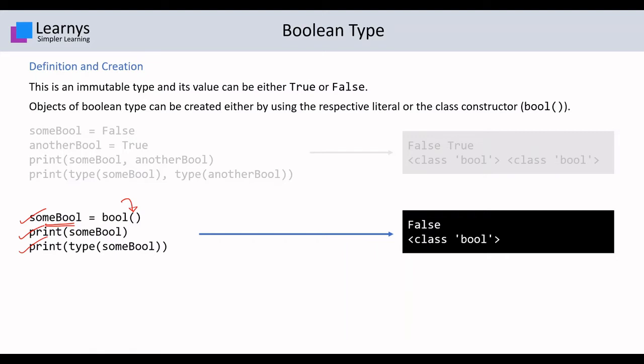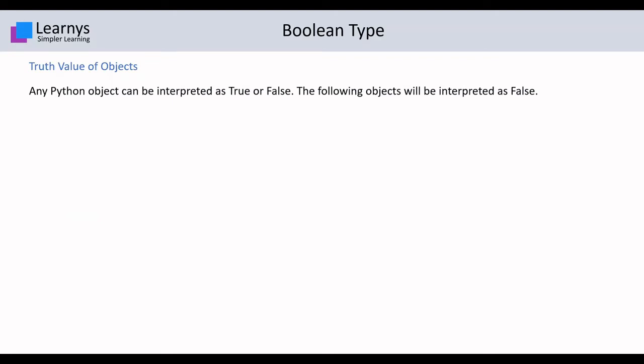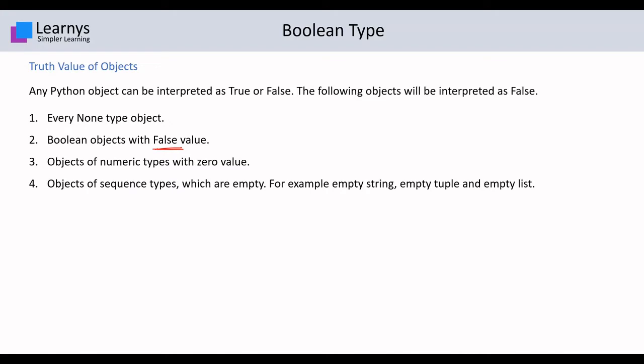Let's talk about truth values a little bit more in detail. Any Python object can be interpreted as True or False. There are some points which everyone needs to remember to find out the truth value of objects. Every None type object has Boolean value False. The Boolean objects with value False will be interpreted as False. Objects of the numeric type having zero value will be interpreted as False. Objects of the sequence types which are empty, for example an empty string, empty list or empty tuple, will be interpreted as False.